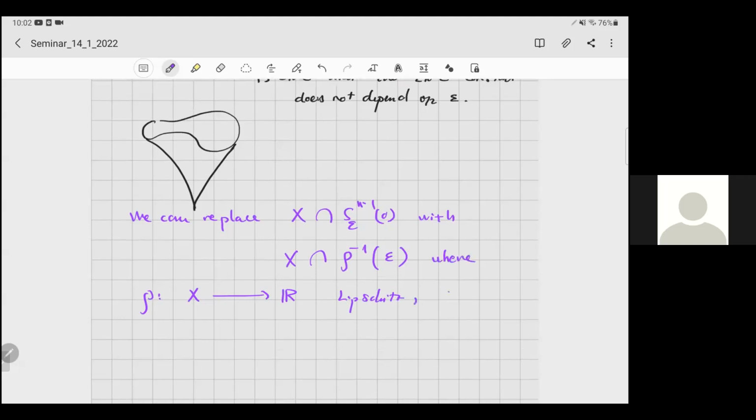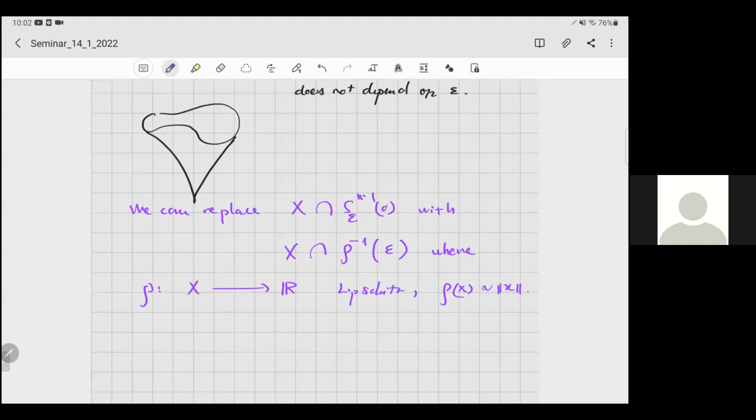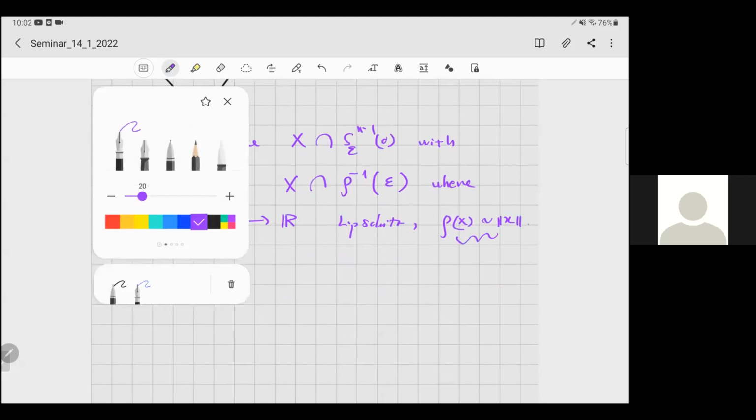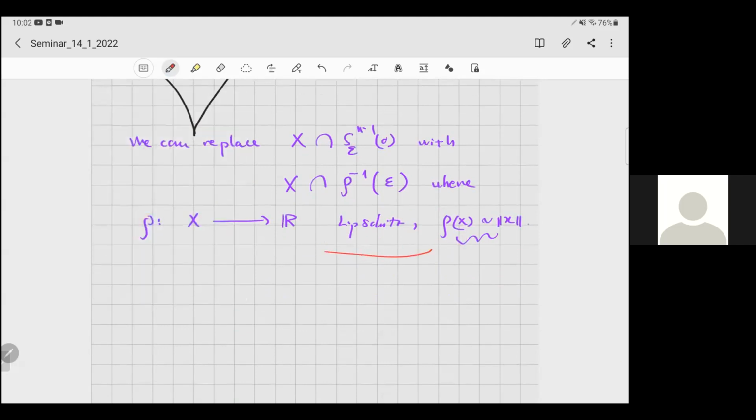And sigma X is equivalent to X. So what does it mean here? By this I mean that there is a K bigger than or equal to 1, so that this one is smaller than X K and bigger than 1 over K X.